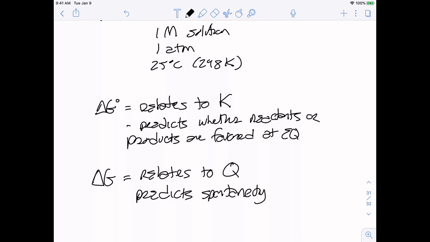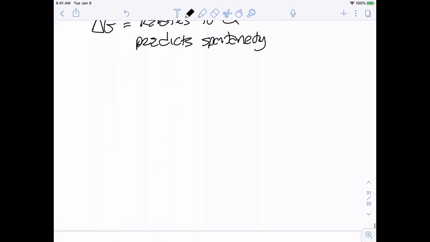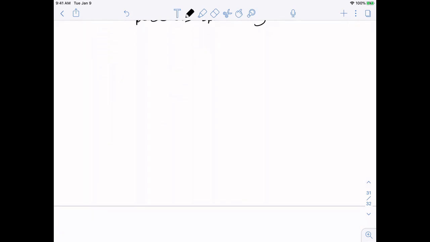The big one though, right? Delta G naught is relating to the equilibrium constant, delta G is relating to Q. So an equation for us: delta G, not at standard state conditions here, is equal to delta G naught, my standard state conditions, plus R, my gas constant, T, my temperature, multiplied by the natural log of Q, my reaction quotient.